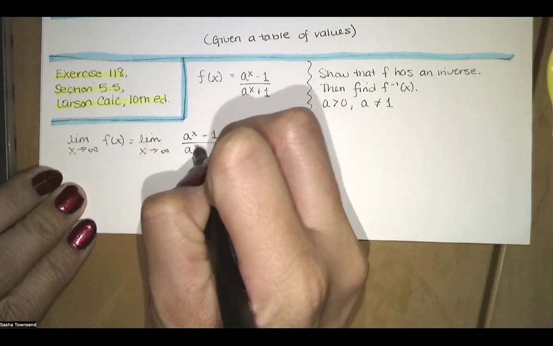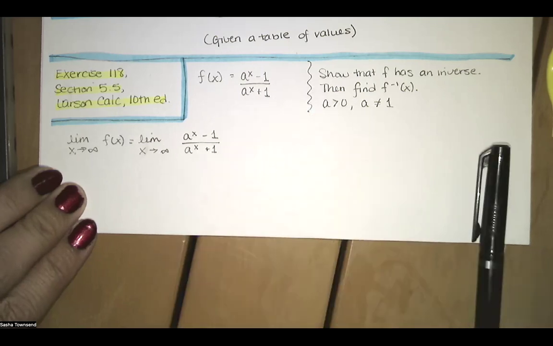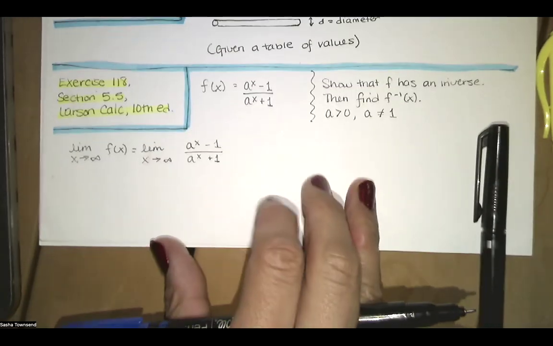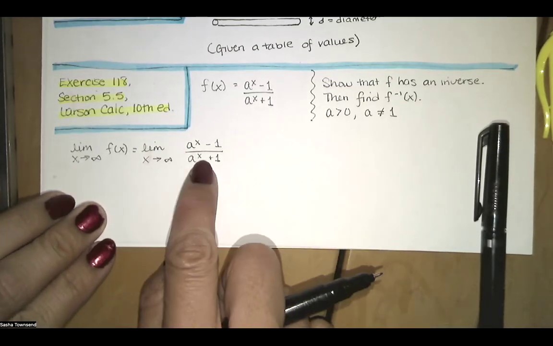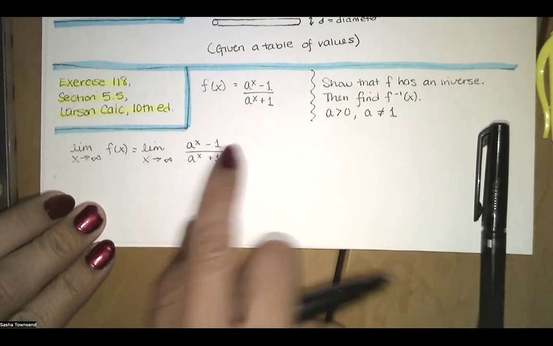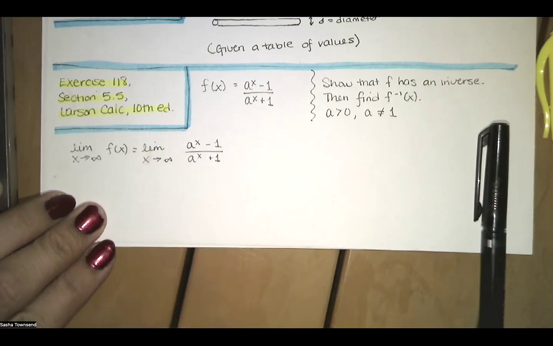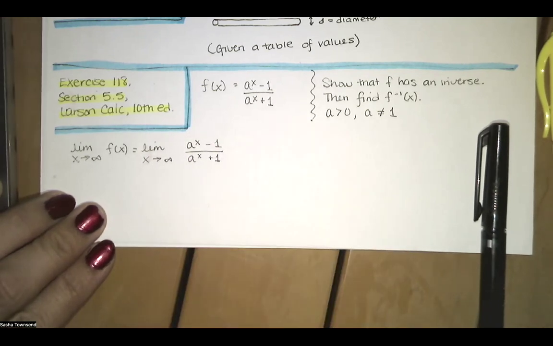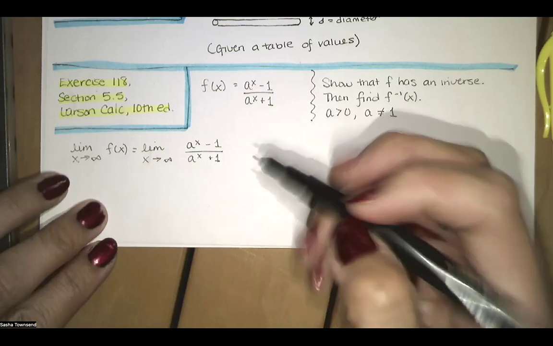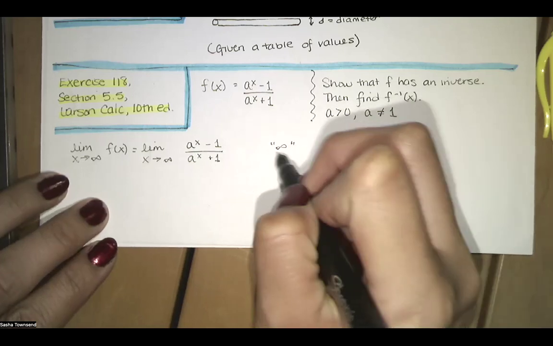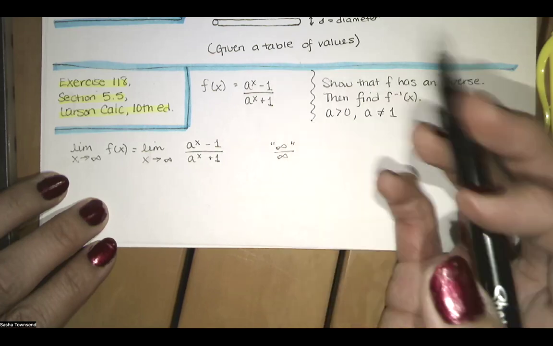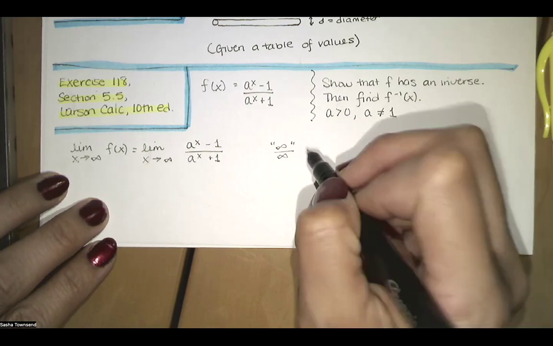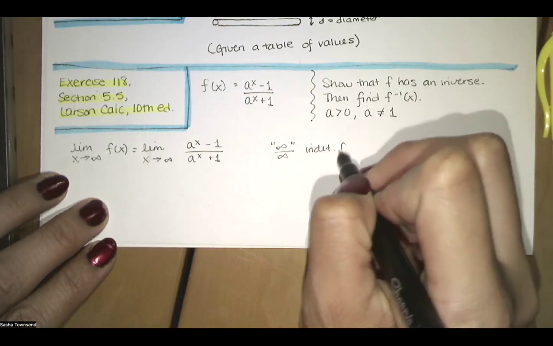One way that we can find that finite limit is we can divide the numerator and denominator by the sort of dominant function in the denominator. When we had polynomials, we had a tendency to divide by the highest power of x in the denominator to get rid of the indeterminate form, that infinity over infinity problem. In this case, rather than dividing by the highest power of x, we can divide by that a to the x in the numerator and denominator to get rid of the infinity over infinity problem.